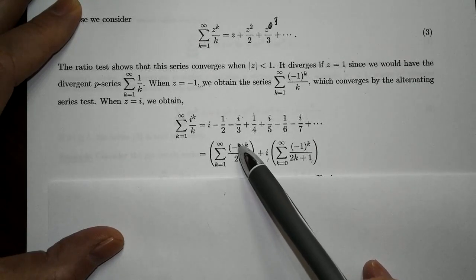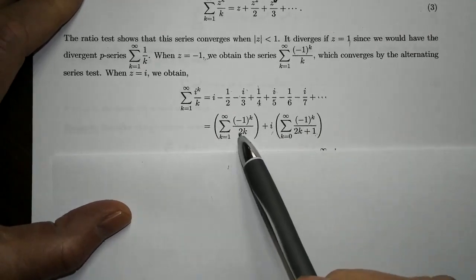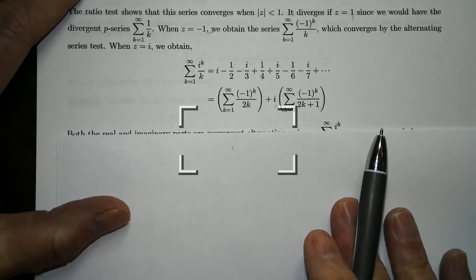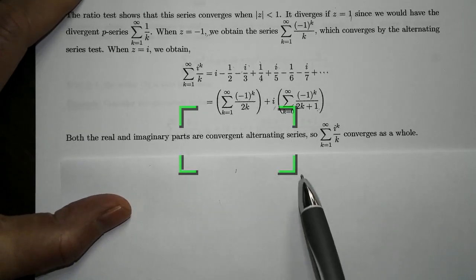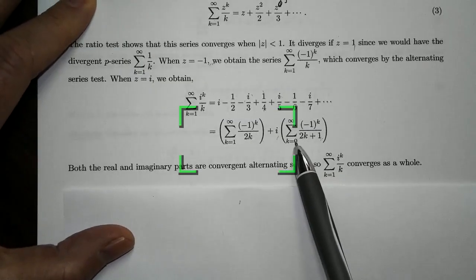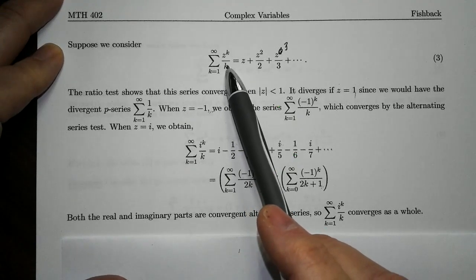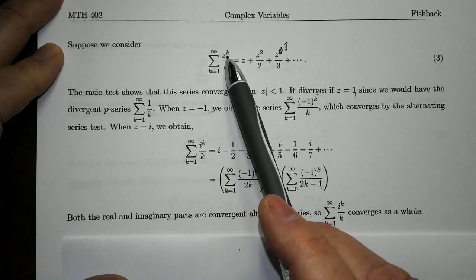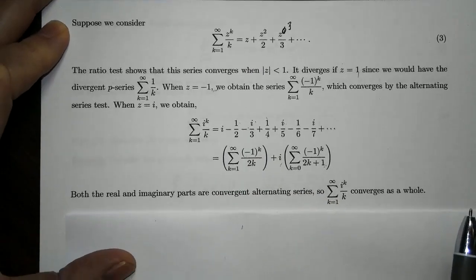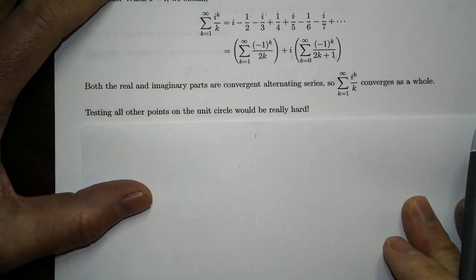Now this is an alternating series, and this is an alternating series. I'm going to leave out the details, but using tools from calculus, those two series converge separately by the alternating series test. So that means the series as a whole converges if z is i. We know that the series converges if z is negative 1. We know that the series diverges if z is 1. We've only tested 3 points on the unit circle, of which there are infinitely many. So you can see how things get quite complicated, and there's no easy answer in general.